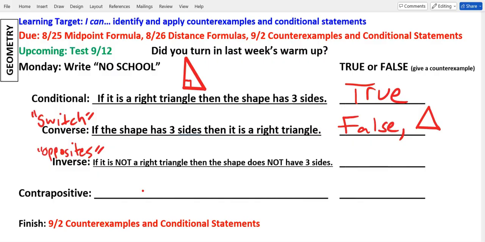This is the hardest one to tell if it's true or false because you really got to think about it carefully, okay? So think about it. If it is not a right triangle, that means it could be four-sided, five-sided, six-sided, but it could also be non-right triangles like acute and obtuse and equilateral. Okay, so does that mean it does not have three sides? What do y'all think? True or false? It is false. Can I think of something that is not a right triangle that does have three sides? It's the same example that we were doing earlier. A triangle that is not right could be acute, could be a cutie triangle. Okay.